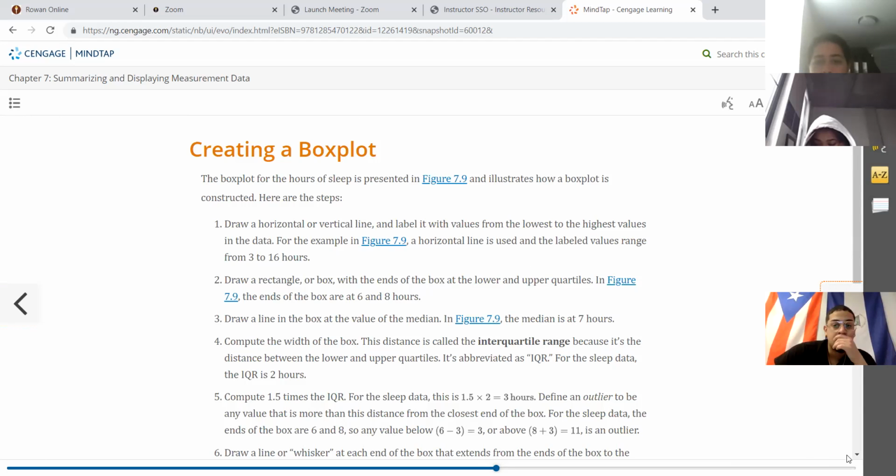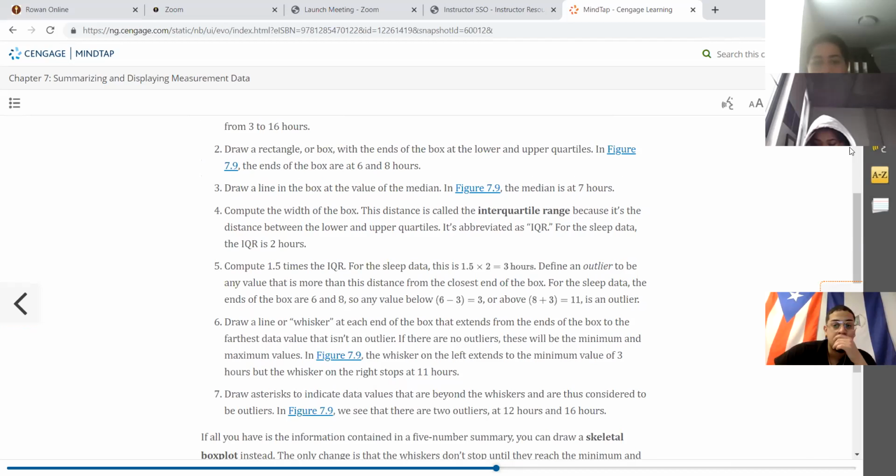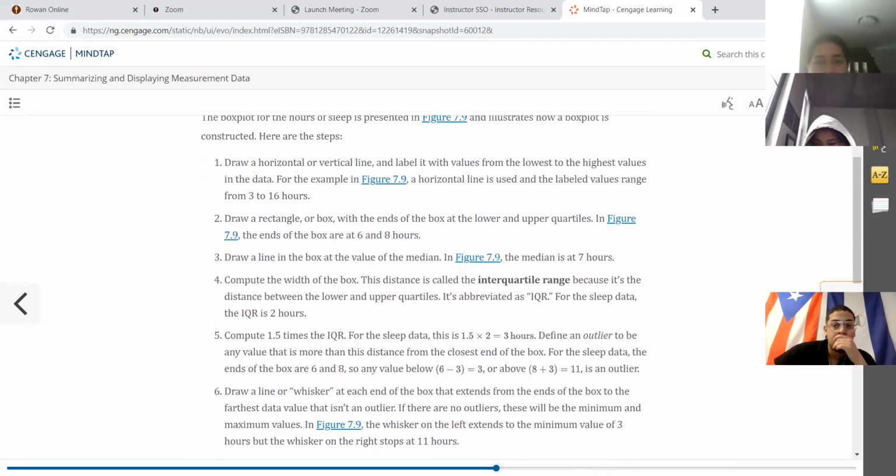This shows you how to create a box plot. You do not need to be able to create a box plot in this course, but you should follow these steps, because one of the steps is to determine if a particular point or number in your data set is an outlier. So you calculate the interquartile range, that's number 4. And that's the width of the box. That's how long the box is. And then number 5 is to multiply the IQR by 1.5. I think if you remember, we did this in class. So if the interquartile range is 2, 8 minus 6, you multiply that by 1.5, you get 3.